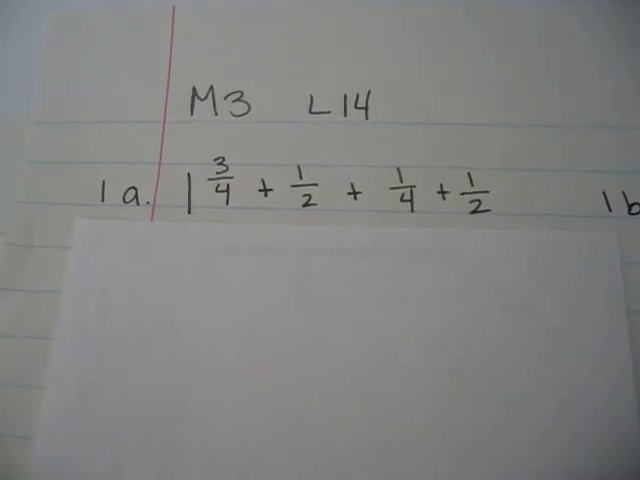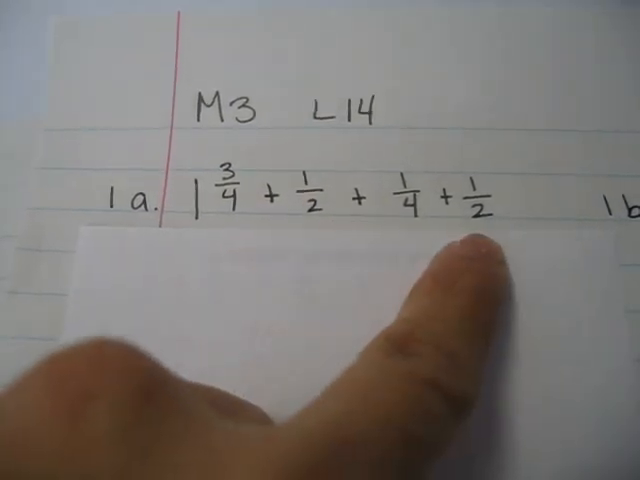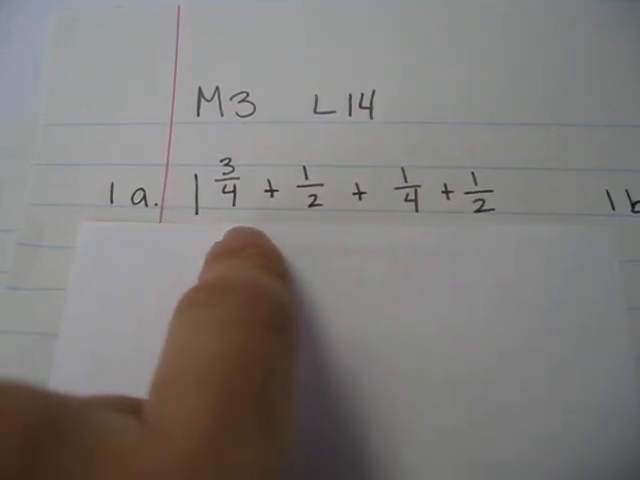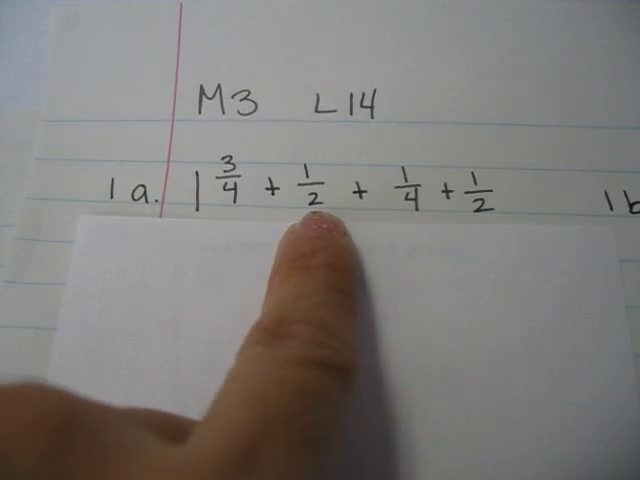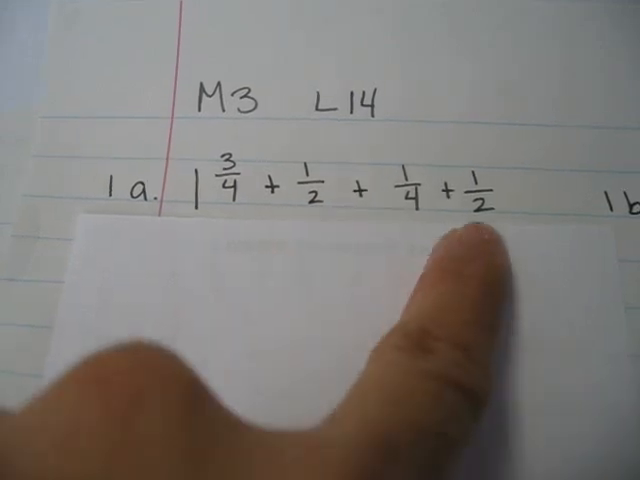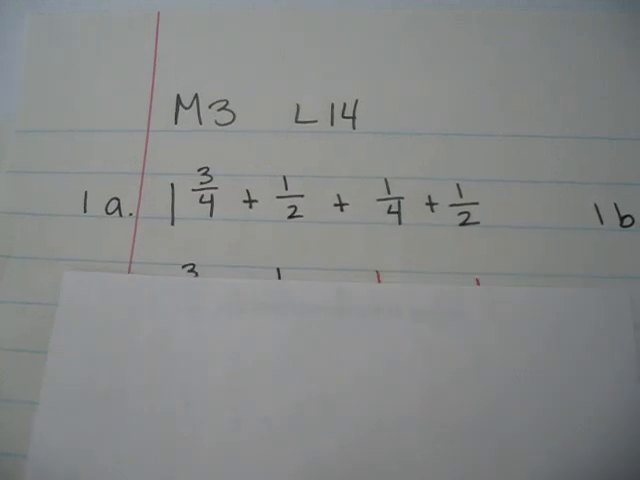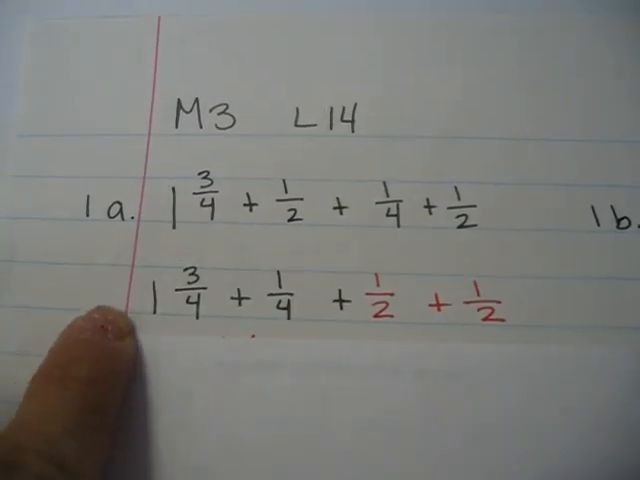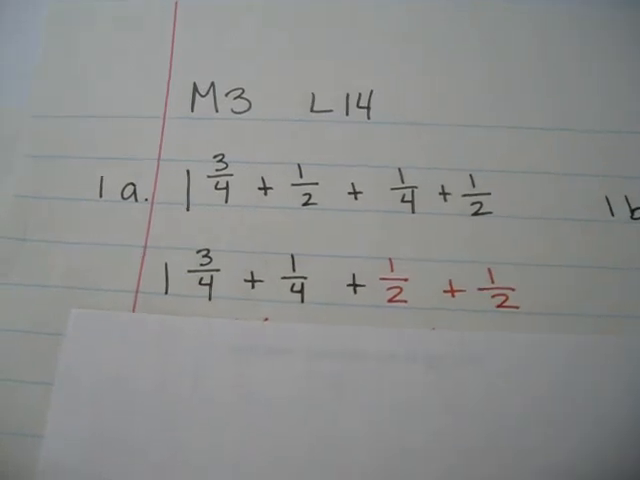This is Module 3, Lesson 14 homework. So what we're trying to do is add these up in a way that makes it easier for us. So we're looking for groups that we can group up. Well, I see that I have common denominators here, so I can go ahead and group those up, and I have common denominators here. So my next set would be, I would go ahead and group up 1 3/4 plus 1/4, and then add 1/2 plus 1/2 together.